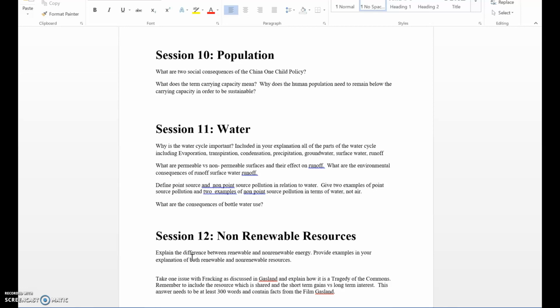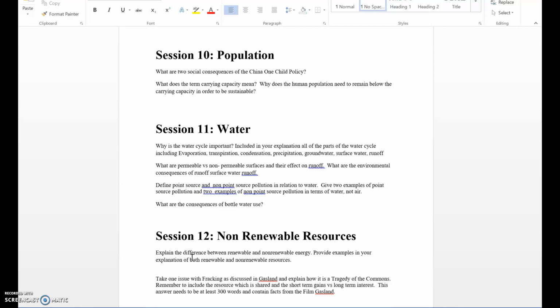I want you to explain why we need the water cycle, why there's only so much water on the Earth's planet, and then why that needs to be cycled through the system in order for the water to be distributed properly to all species. Okay. What are permeable versus non-permeable surfaces and their effect on runoff? What are the environmental consequences of surface water runoff? I apologize, there's a little bit of a spelling error there.